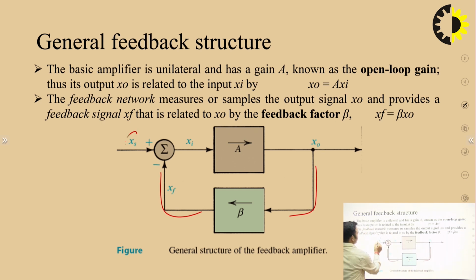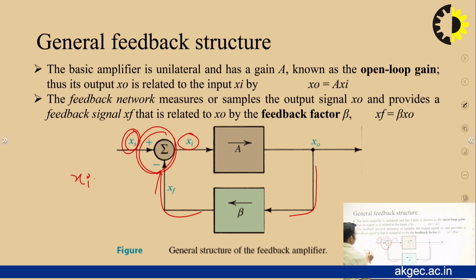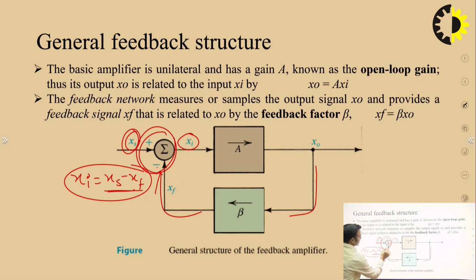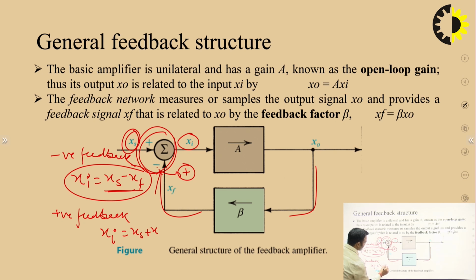If this is the signal and this is the feedback signal, and they are subtracting from each other, that means xi is the difference of xs and xf, then this type of system is called a negative feedback system. Obviously, there are two ways in which we can mix these signals. One is negative feedback, and another case is when the sign is positive. For positive feedback systems, xi will be equal to xs plus xf.